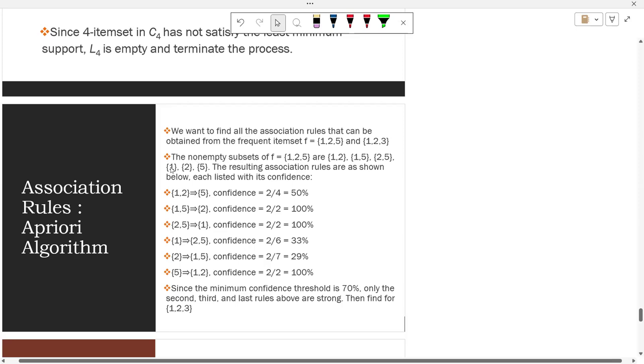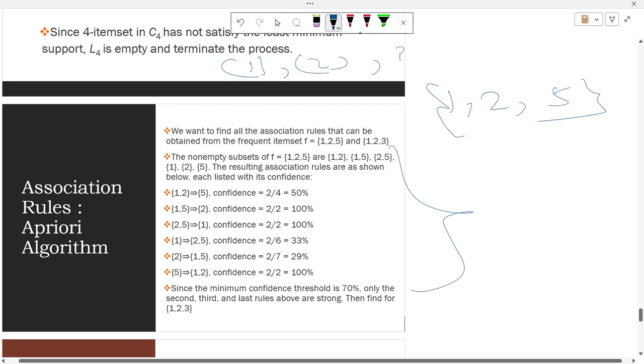So see, in the previous example I gave you the item set 1 comma 2 comma 3, and you can calculate. Here I'm giving you the item set 1 comma 2 comma 5. Then you can write all the subsets: 1 is a subset, 2 is a subset, 5 is a subset, 1 comma 2, 1 comma 5, and 2 comma 5 are subsets. By using these you can generate the association rules, right?